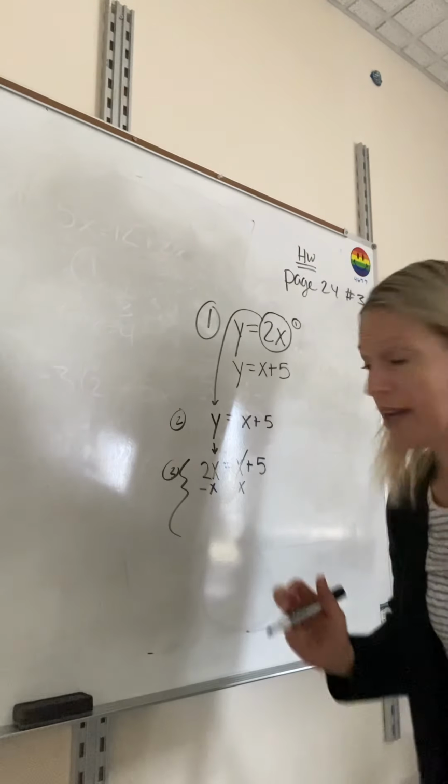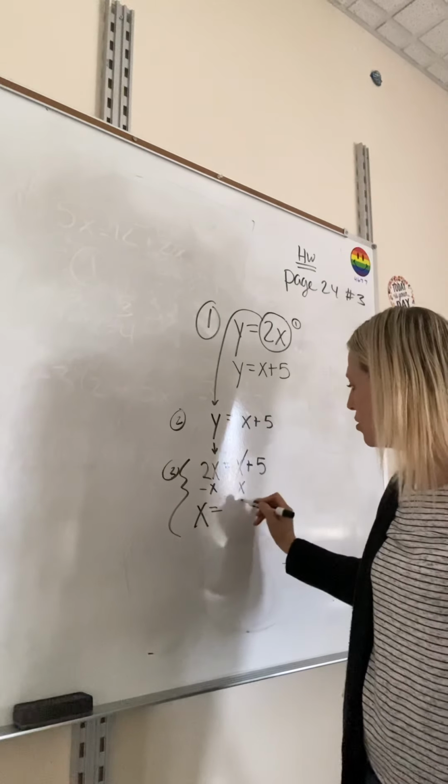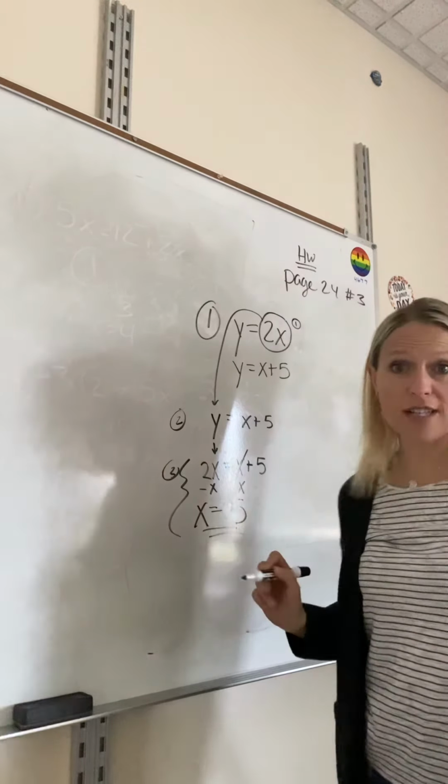It's all right. Okay, so you're going to subtract x once on each side. This would give you x equals 5. So that's just step 3.